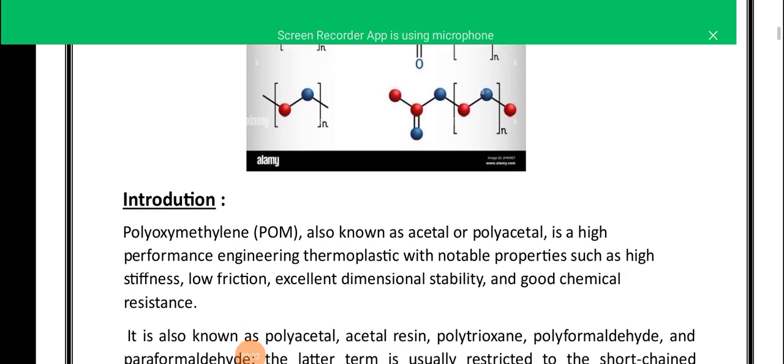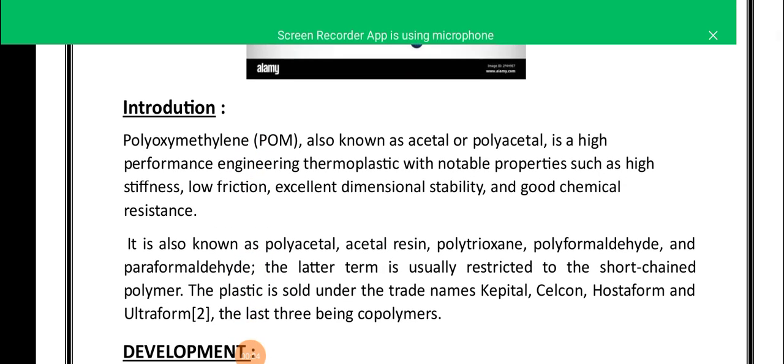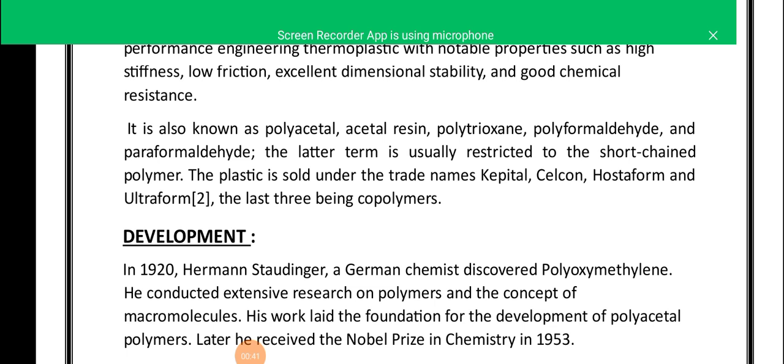We start our topic with the basic introduction. Polyoxymethylene is also known as acetal or polyacetal. It is a high performance engineering thermoplastic having notable properties as it has high stiffness, low friction, excellent dimensional stability, and good chemical resistance. It is also known by some other terms like polyacetal, acetyl resin, polytrioxin, polyformaldehyde, and paraformaldehyde. These are really short-chain polymers.